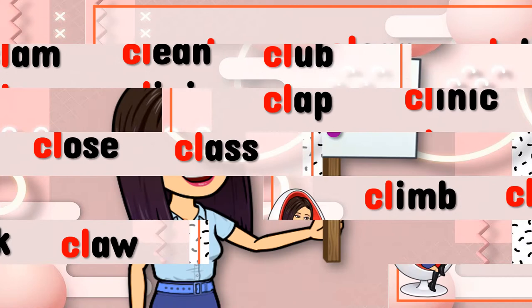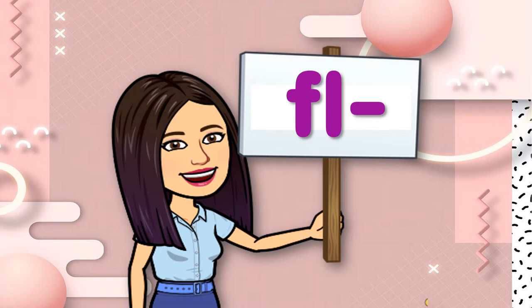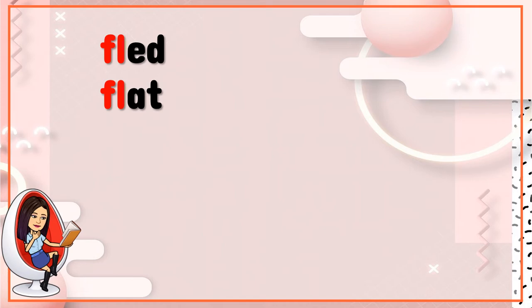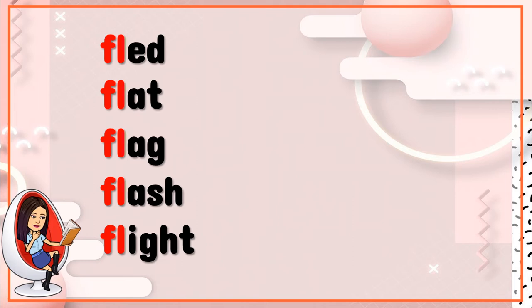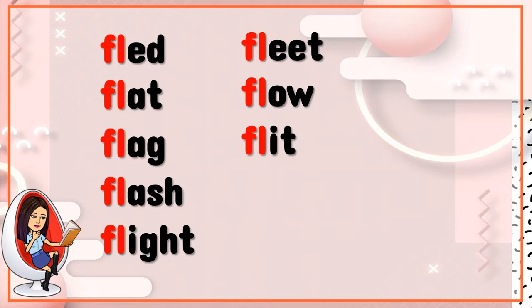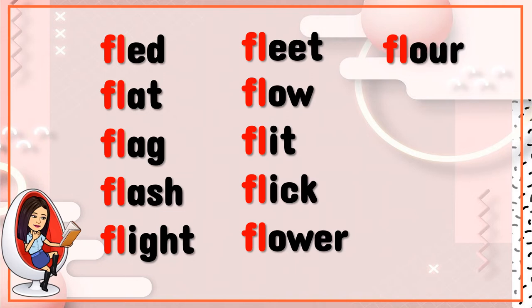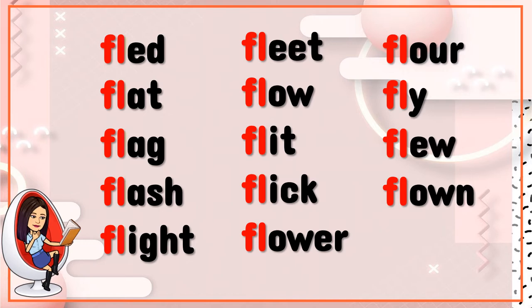Now, let's move on to the next L blend, the FL blends. The letter F makes the sound F. The letter L makes the sound L. The FL blend makes the sound FL. Here are a few words that begin with FL blend. Fled, flat, flag, flush, flight, fleet, flow, flip, flick, flower, floor, fly, flew, flown, flip.